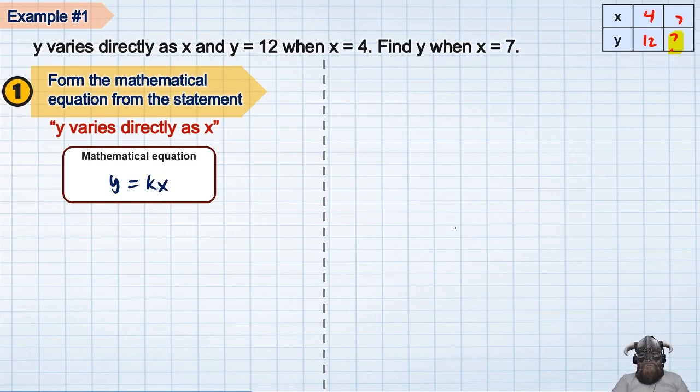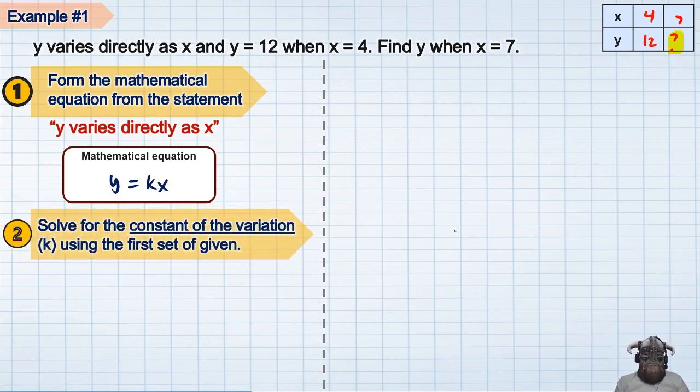Next, step 2, we will use this mathematical equation to solve for the constant of variation. So, just in case meron tayong mga exercise na ang tinatanong lang is solve for the constant of variation, yung k lang yung tinatanong doon. So, we will also use the first set of given. So, kung titignan nyo, sabi dyan, first set of given. So, ano yung first set of given na yun? So, sa table, ito yung 4 tsaka yung 12.